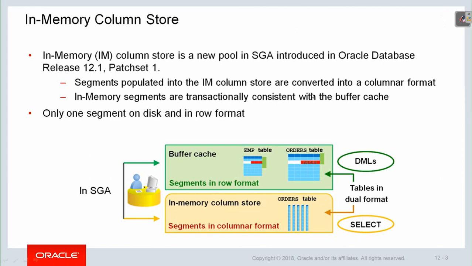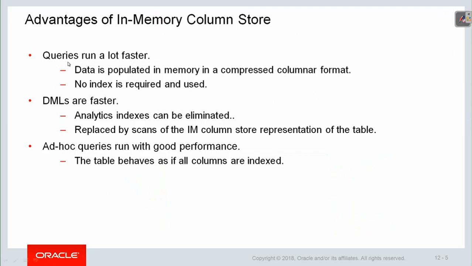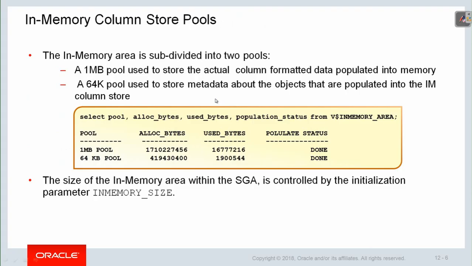Okay, that was the background. So queries run a lot faster, DMLs are faster by dropping unnecessary indexes, and ad hoc queries run with good performance as well.